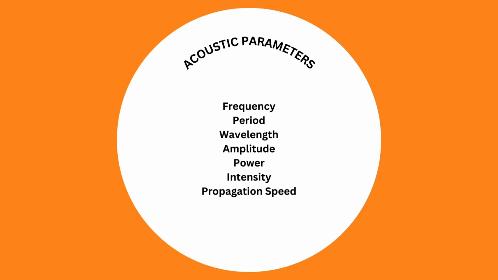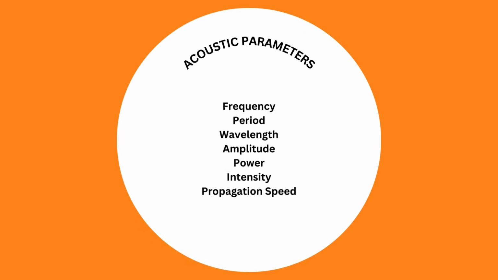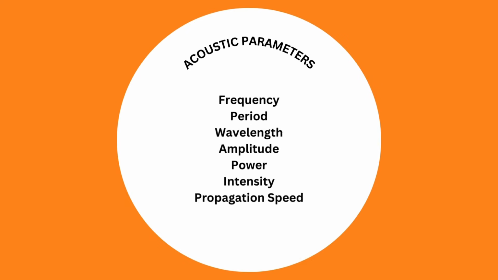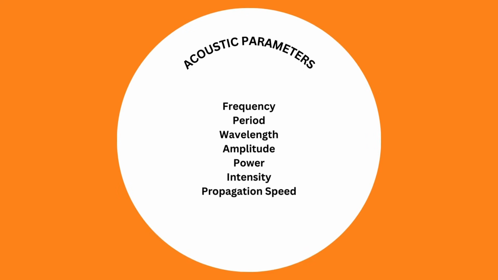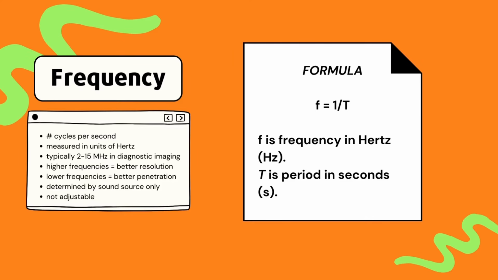Sound waves are mechanical vibrations that propagate through a medium such as air, water, or solid materials. There are different characteristics of sound waves that are important for us to know, and we refer to them as acoustic parameters. Now let's begin with frequency. Frequency refers to the number of cycles per second in a sound wave and is measured in units of hertz. In diagnostic imaging, ultrasound machines typically operate within a frequency range of 2 to 15 megahertz.